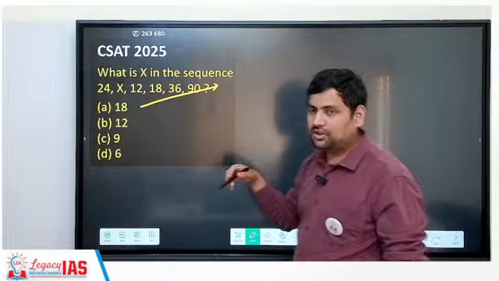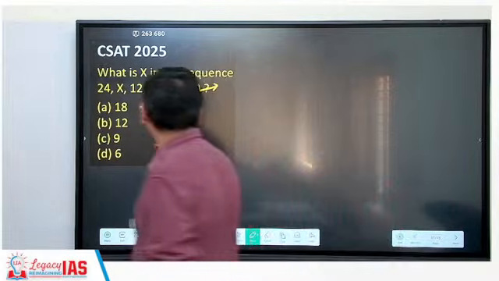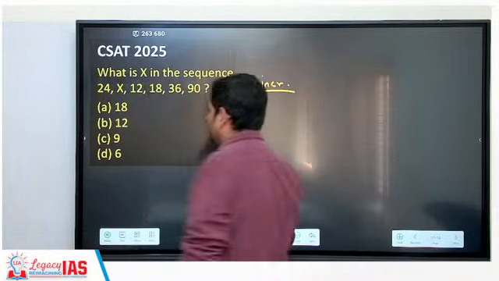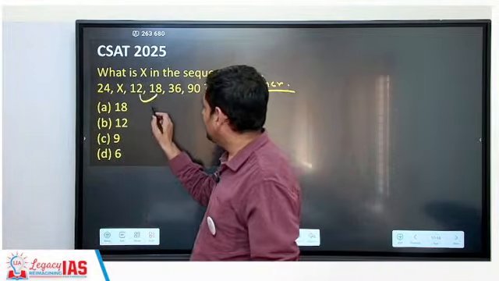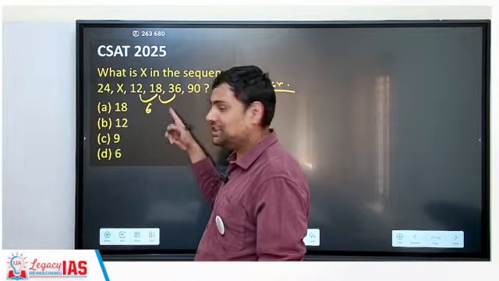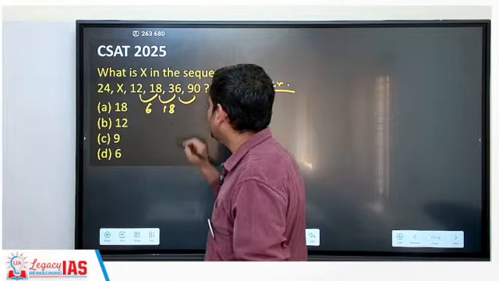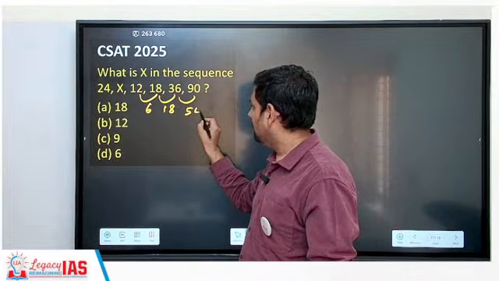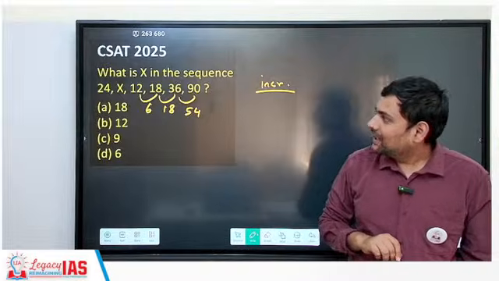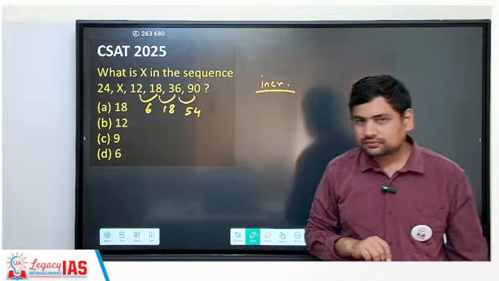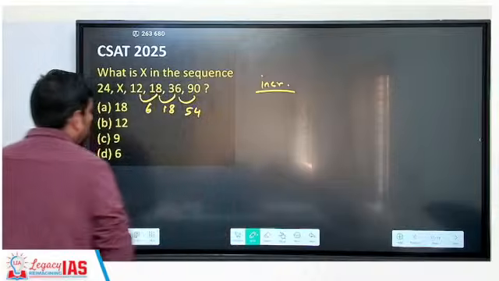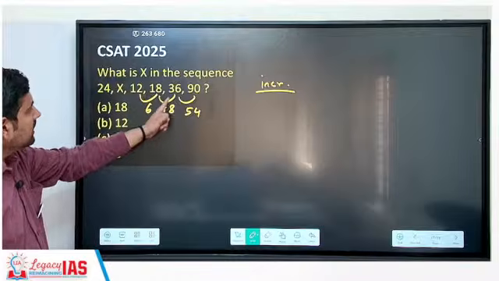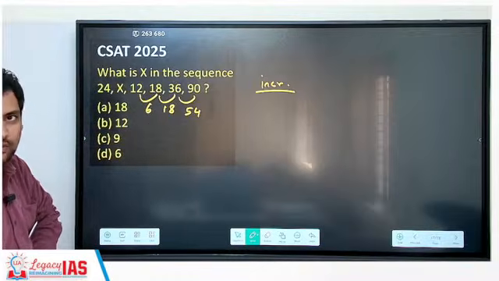So this is actually a series that is increasing in nature. Now let's find out the difference between them. So difference here is 6, then the next difference is 18, then the next difference is 36 and 90. So this is 54. Correct? Now this is 6, this is 18, and this is 54.